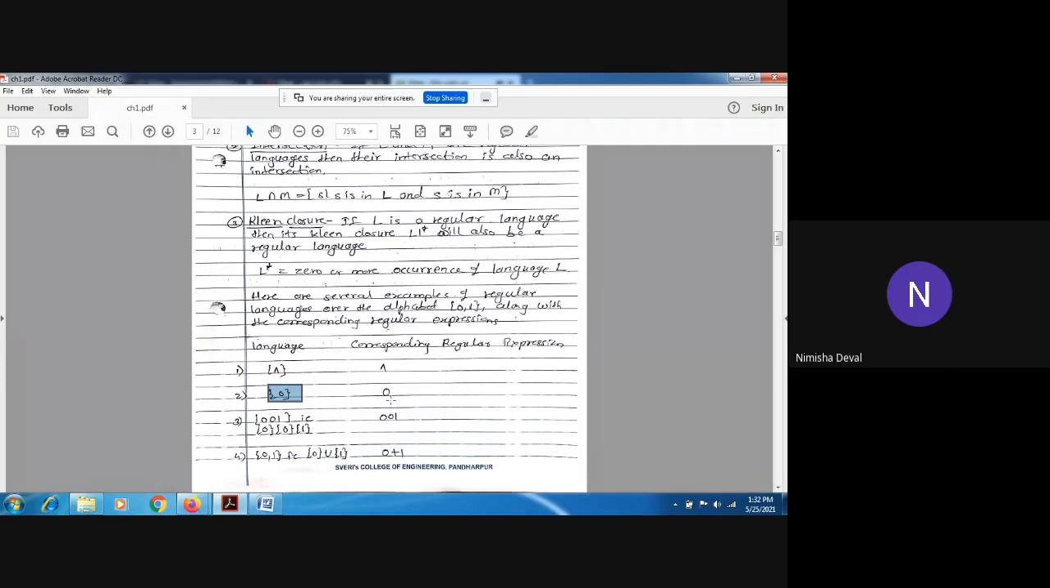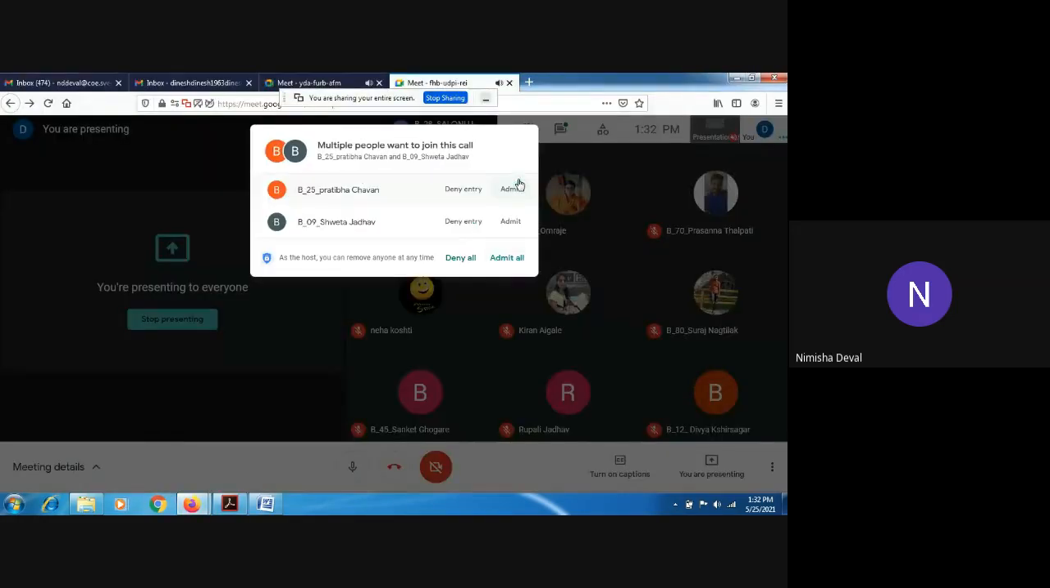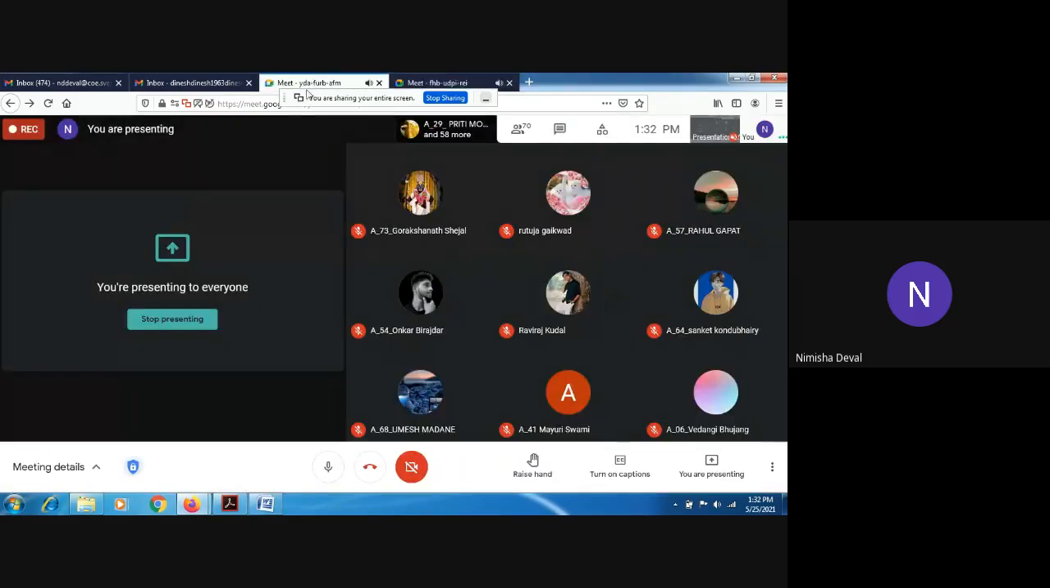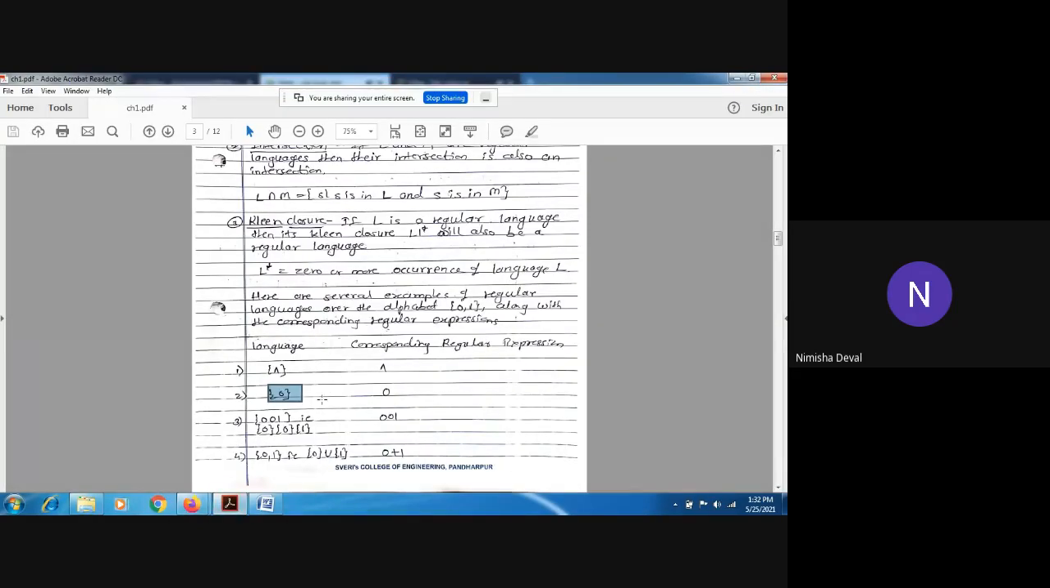Now we are moving towards our examples. You have to just remember how to solve such examples. Suppose there is another set, in that set there is one string, 001. That string acts as a regular language, and its regular expression is nothing but that string only, 001, because this is the concatenation: 0 followed by 0 followed by 1.